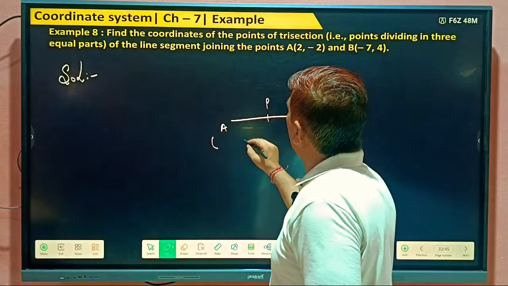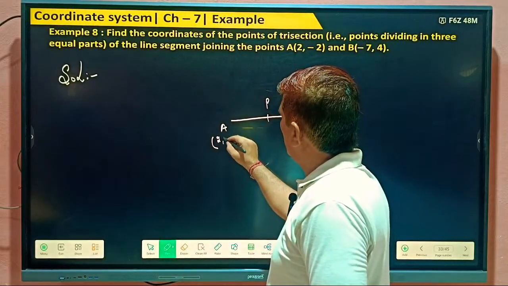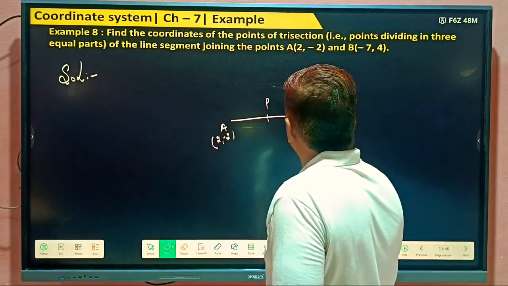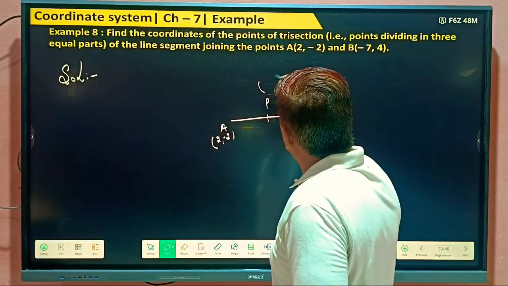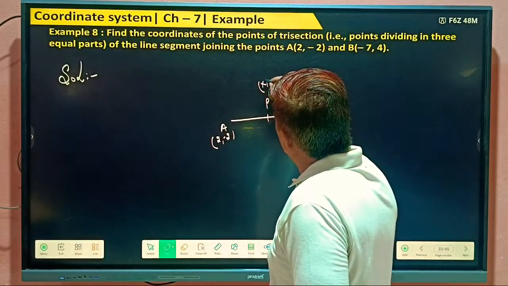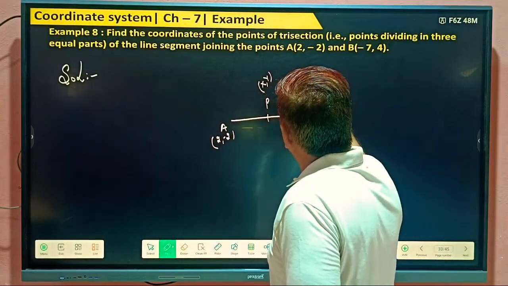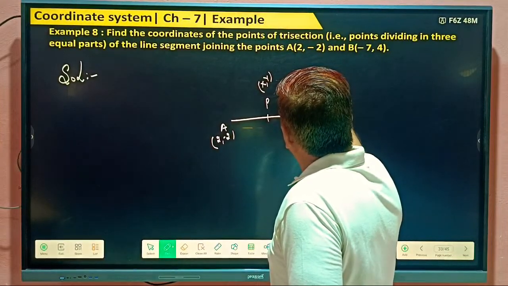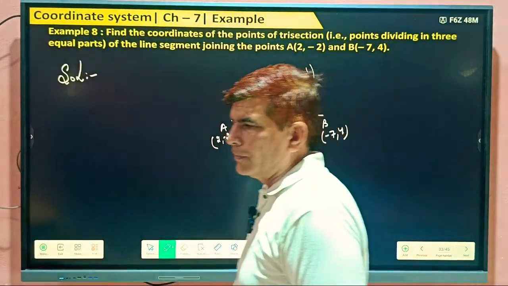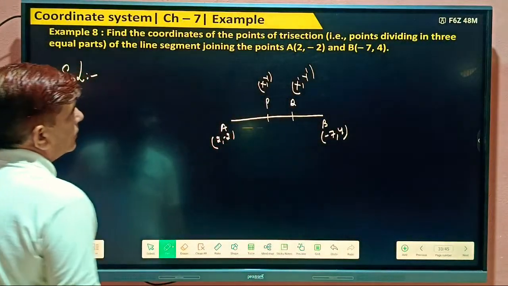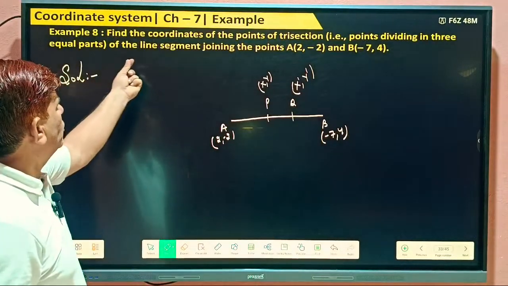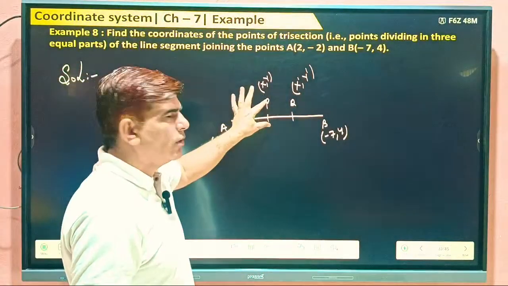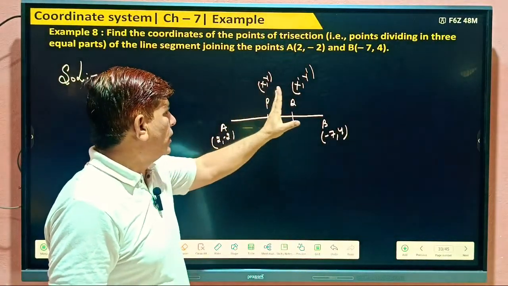A coordinates are given: 2, minus 2. B coordinates are -7, 4. And let its coordinates be x, y, and the other's coordinates be x dash, y dash. Yes or no? Divide the line segment joining these into 3 equal parts. Find the coordinates of these points. First we will find this point. So 1 unit, 1 unit, 1 unit.